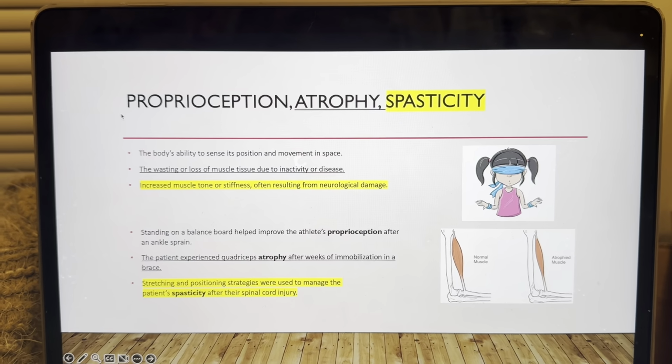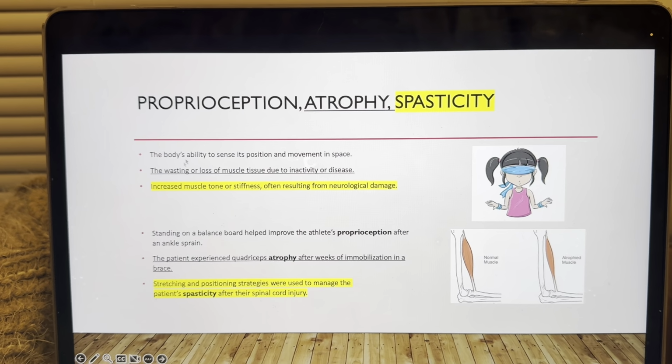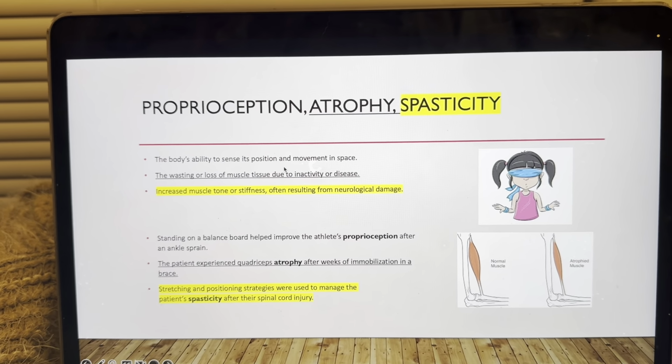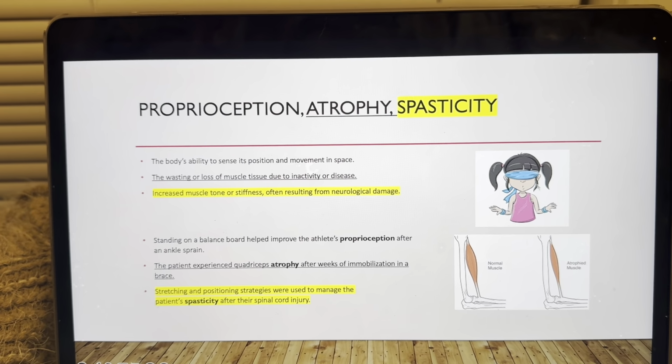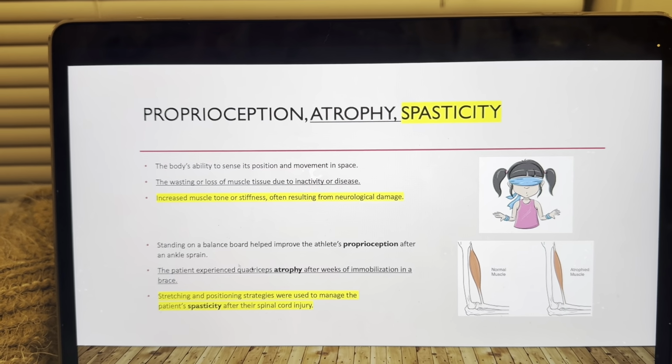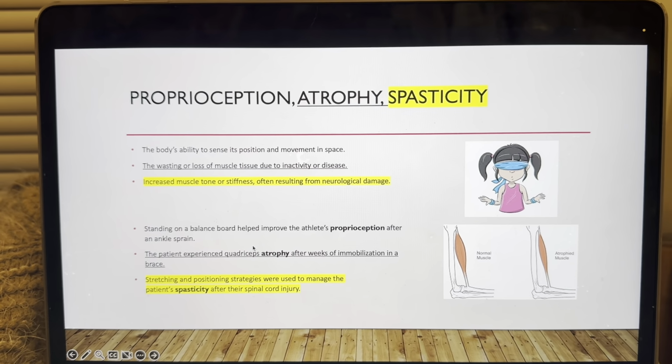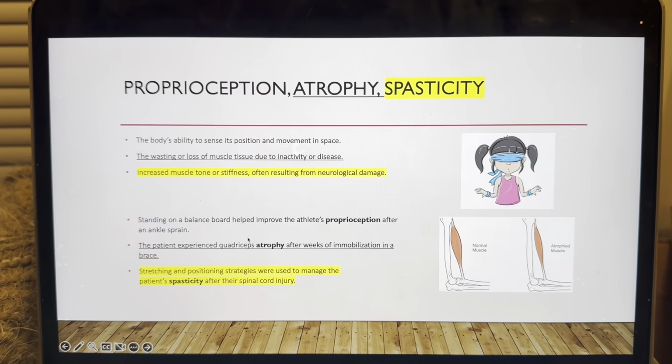The next one is proprioception, which is the body's ability to sense its position and movement in space. So here's an image of someone trying to sense. And an example sentence is, standing on a balance board helped improve the athlete's proprioception after an ankle sprain.